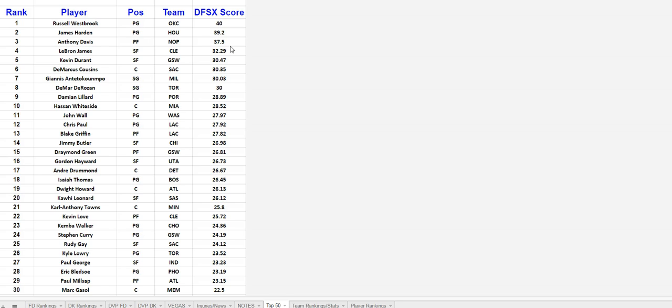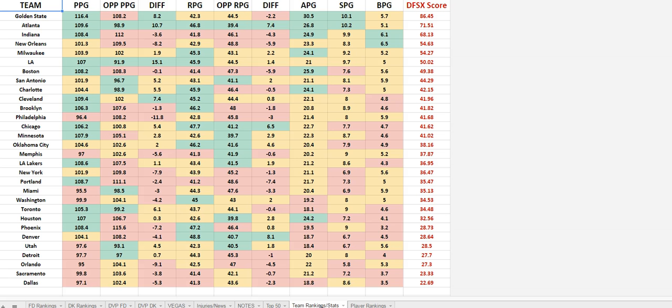Now, of course, they have their ups and downs. They're humans. But this is just a general statistic. That's what you can use that for. So your top 50 is for your studs and your mid-level guys. Let's go over to the team rankings.